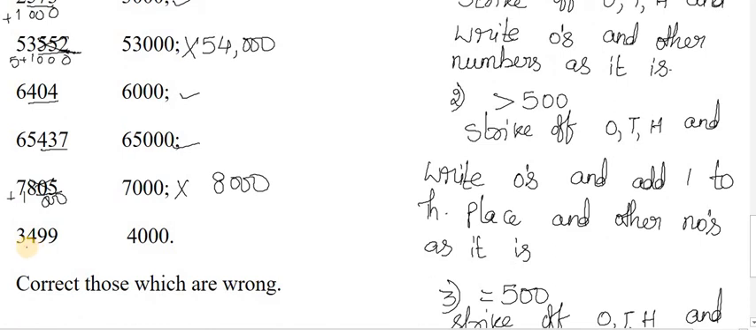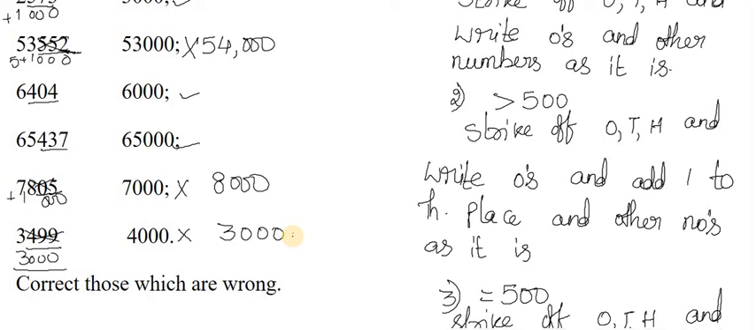What is this here? The last 3 digits are 499. If the last 3 digits are 499, it is less than 500. Strike off and write 000 and the same number as it is. But here he has given 4000. The answer is 3000. Is it clear? So what is the important thing you should check here?